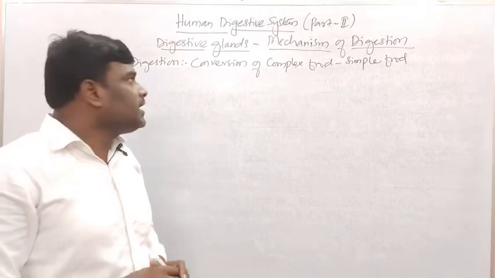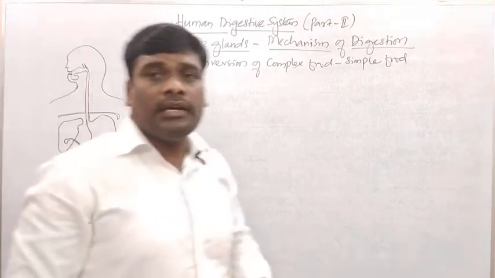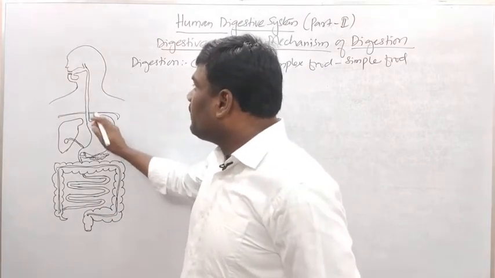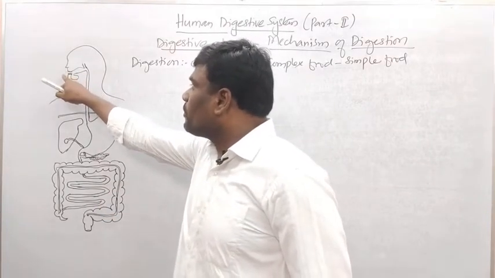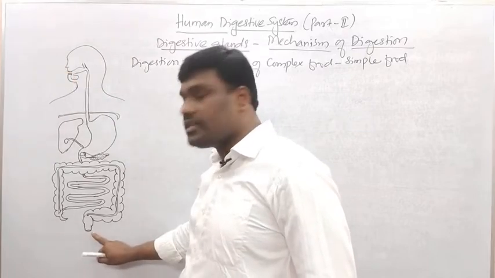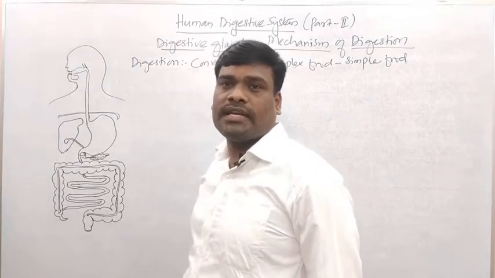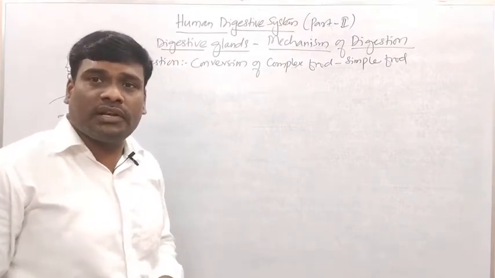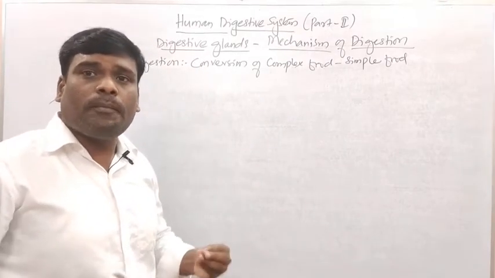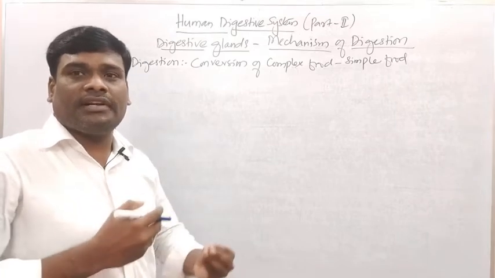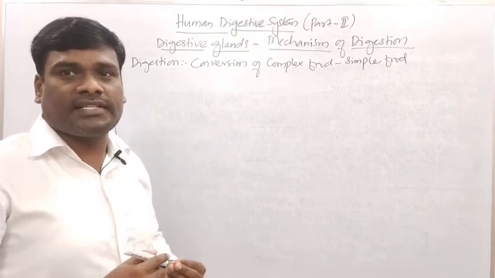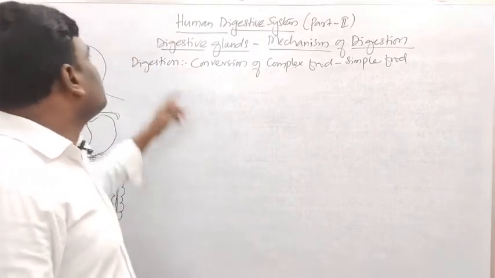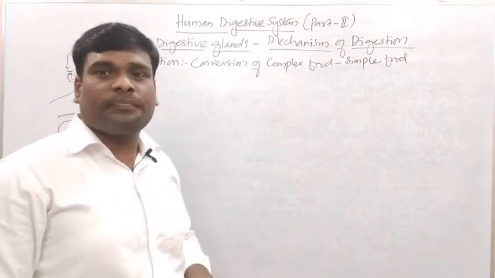We have already studied the parts of the alimentary canal, children. In man, the alimentary canal begins with the mouth and ends with the anus. Because of the action of digestive enzymes, the complex food is converted into simple substances. So we are going to study today about the digestive glands, children.